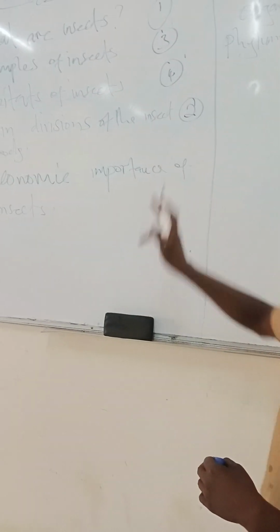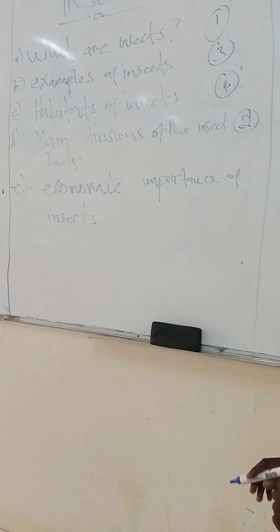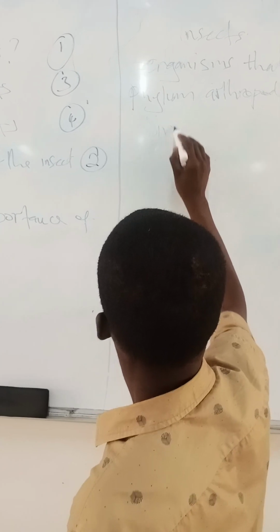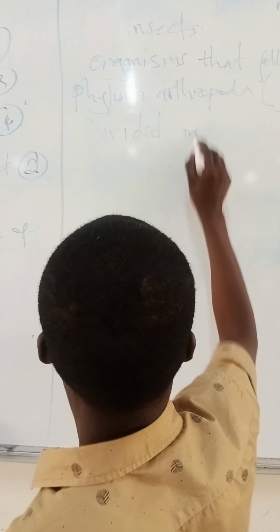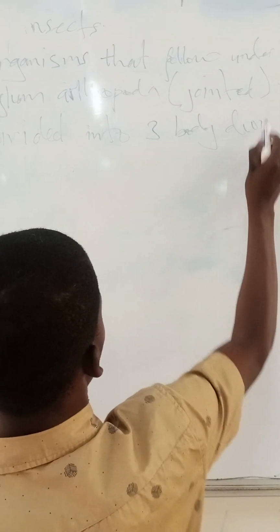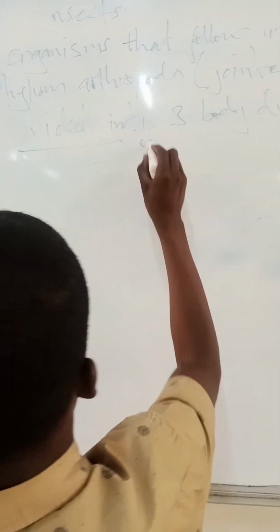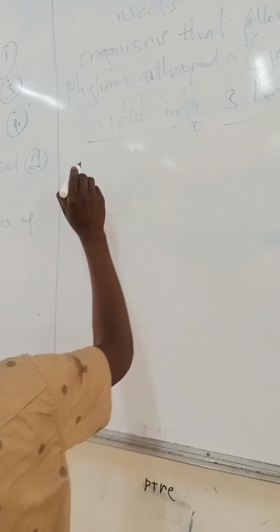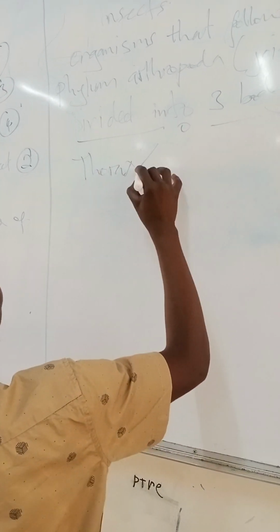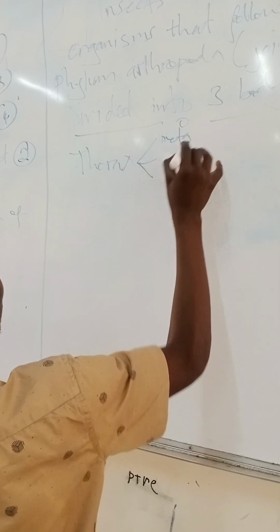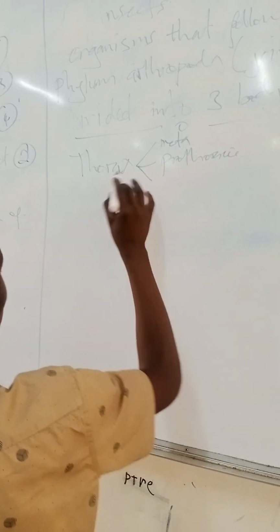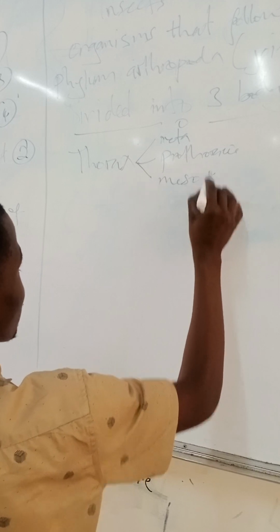Then our next part is the main divisions of insects. An insect is divided into three body divisions. What are they? We have the thorax, which is further divided into the prothorax, mesothorax, and metathorax.